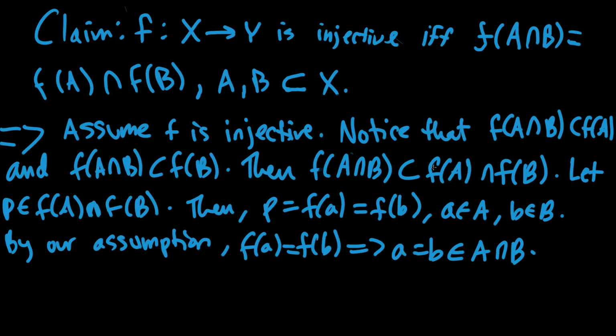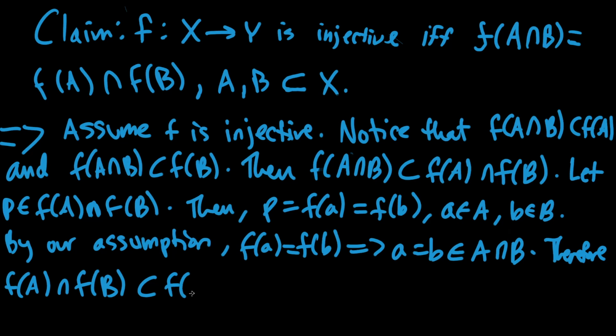Okay, so what have we done here? Well, we had some arbitrary element p in the set f of A intersect f of B, and we showed that p must be the image of something in A intersect B, which is exactly what we wanted to show. So we can say, therefore, f of A intersect f of B is a subset of f of A intersect B.